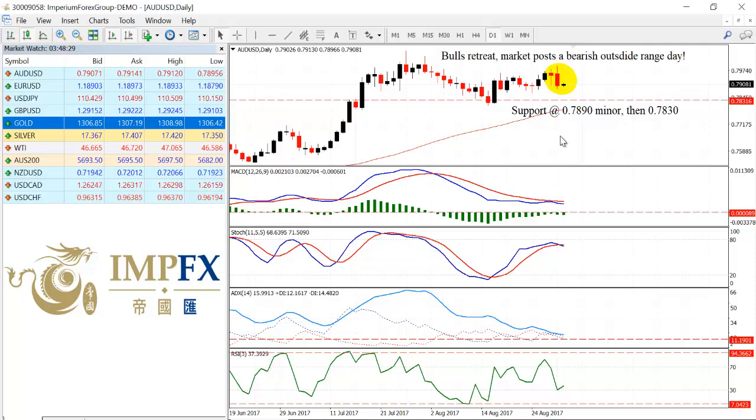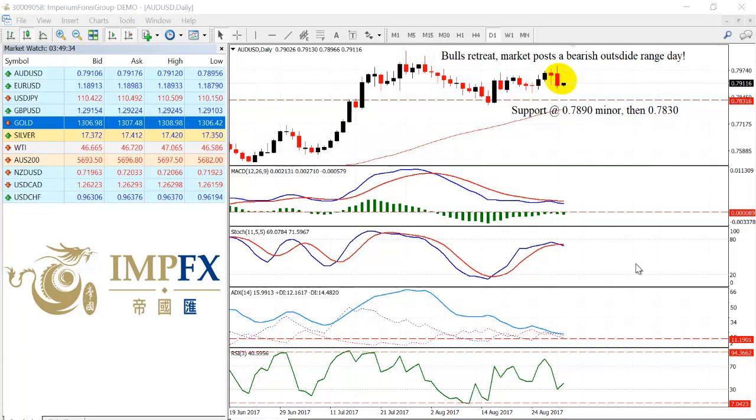Later today at 11:30 we do have the private capital expenditure. Previous month was at 0.3%, the forecast today is at 0.2%.